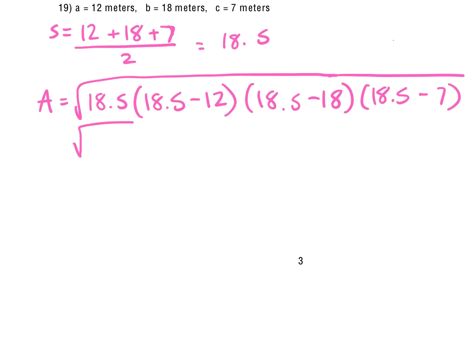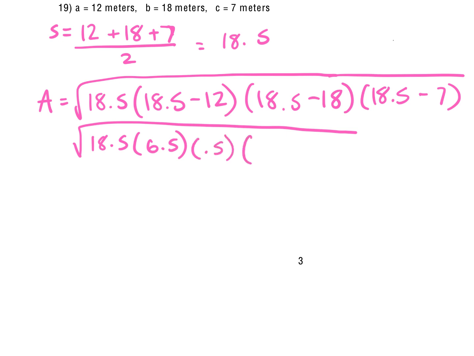So I like to do it separate, subtract each one first, and then put it all in the calculator. If you're putting it all in the calculator at once, you need the parentheses. So 18.5 times 6.5 times 0.5 times 11.5. So you should get 691.4375, and then we take the square root of that.